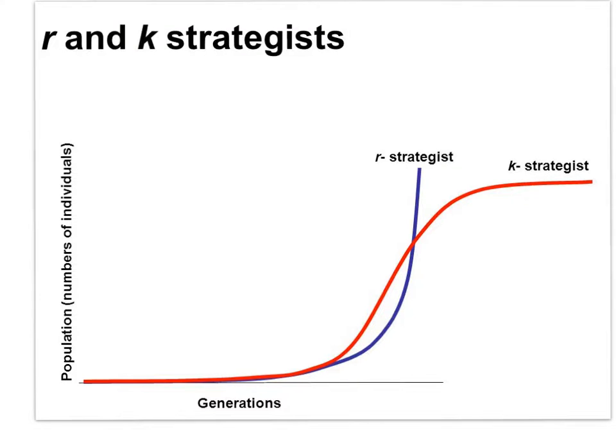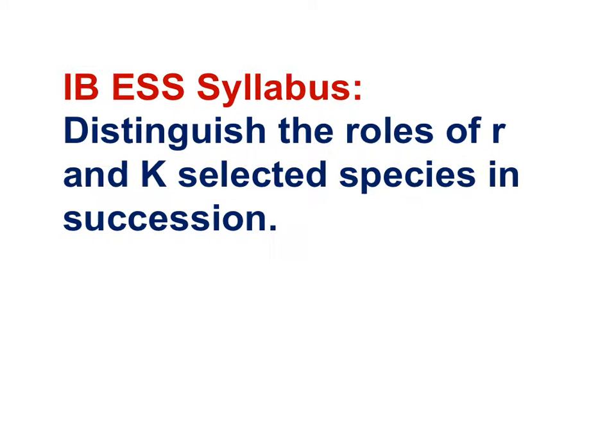Once again, the R selected species live a boom-bust lifestyle with exponential growth followed by a population crash, while K selected species live in a stable environment with population size maintained around carrying capacity. Here's the relevant IB syllabus statement. Distinguish the roles of R and K selected species in succession.